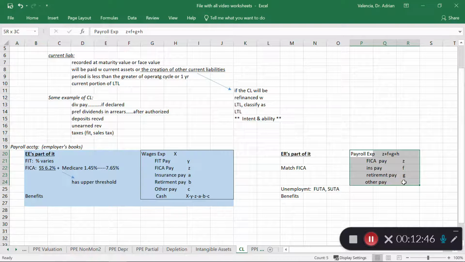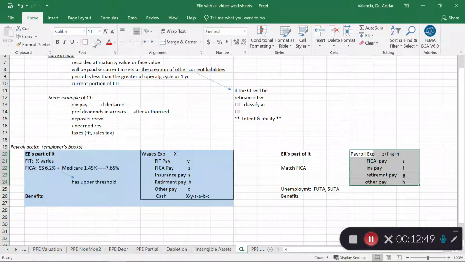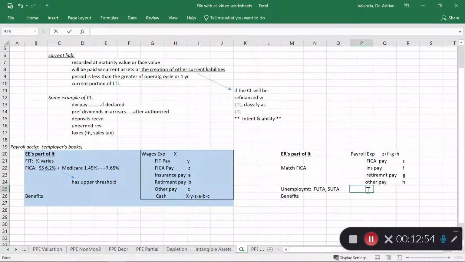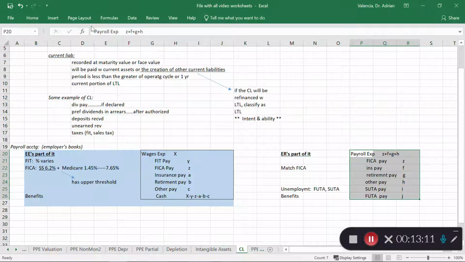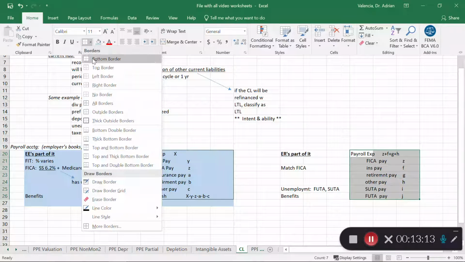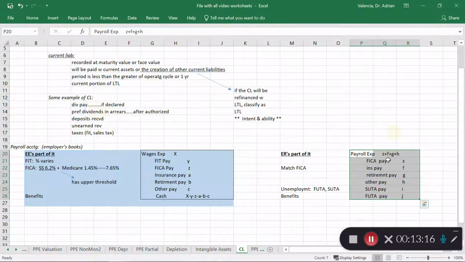And I failed to include a big one here for the employer. So bear with me one second here. The employer also has to pay for state unemployment. So let's call this amount I, and federal unemployment. And we'll call this J. So all these added things are things that the employer has to pay by simply having an employee on the books. So let me add plus I and plus J.